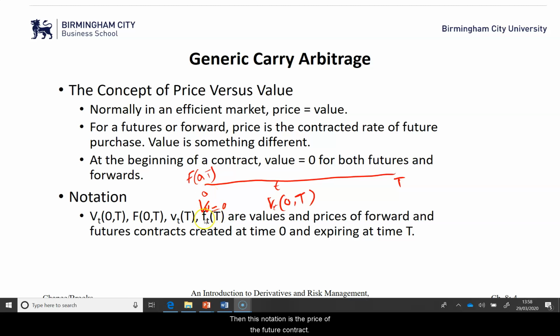Then this notation is the price of the future contract. And we know that the price of the future contract will change from time t naught to t as the future contract is traded daily in the futures market. So that is why we don't have a zero here, and we always refer to it like this. This is to just acknowledge the fact that the price in the future contract, unlike the forward contract, will keep changing as the future contract is traded in the market and the gains and losses on it are calculated on a mark-to-market basis daily.